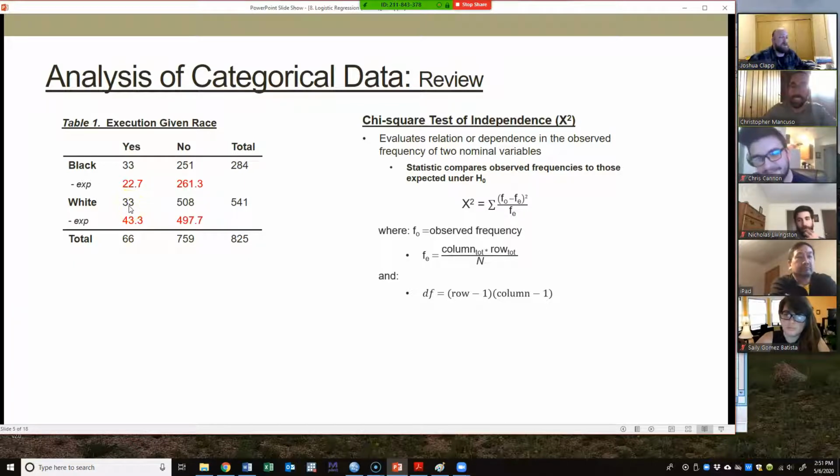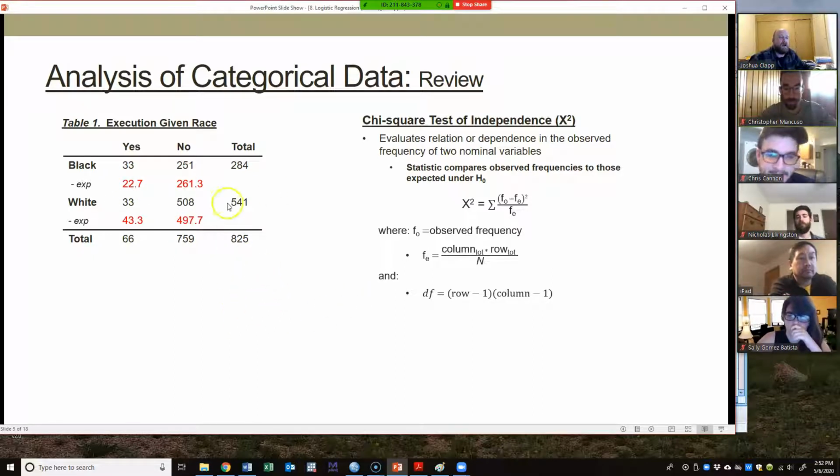So we have the same number of death sentences for our black defendants versus our white defendants. But we have a whole lot more white defendants, right? Which means the frequency of death sentences in black defendants is much higher. For each one of our cells, we calculate our expected frequency. Here we take our column total, 66, times our row total, 284, and divide that by 285. This gives us our expected frequency, and then we do the same thing across each cell.